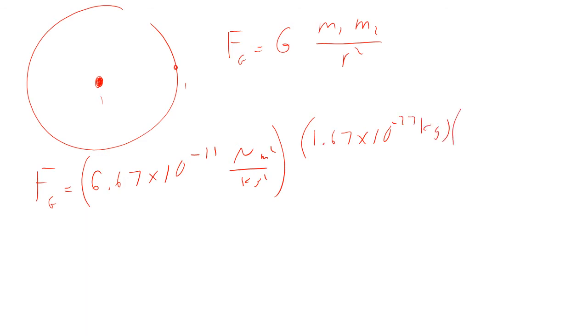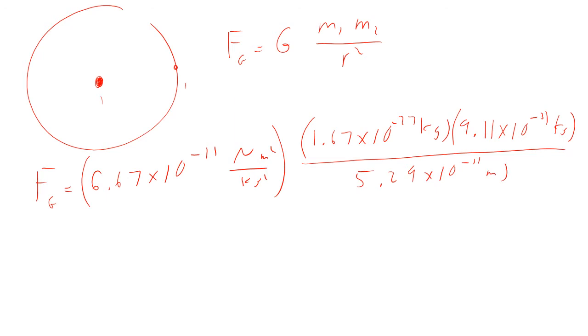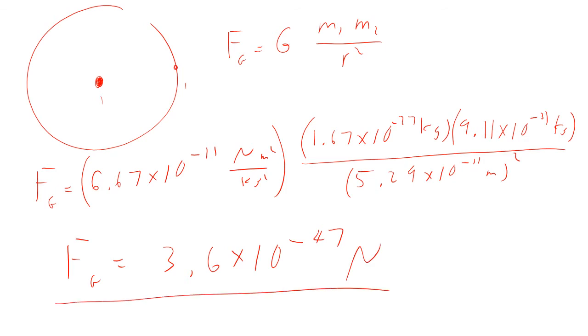Then we multiply by the mass of the electron, which is 9.11 times 10 to the minus 31 kilograms. Then we divide by that Bohr radius, 5.29 times 10 to the minus 11 meters, squared. And so the force due to gravity in a hydrogen atom between the proton and the electron turns out to be 3.6 times 10 to the minus 47 newtons. Technically, we'd probably put a minus sign in there to indicate that it's an attractive force.